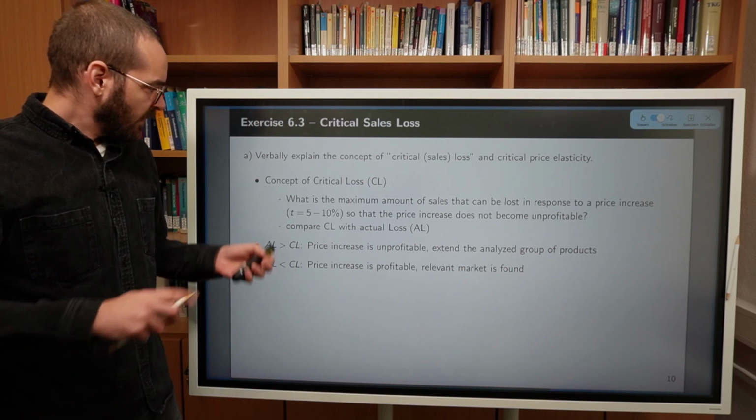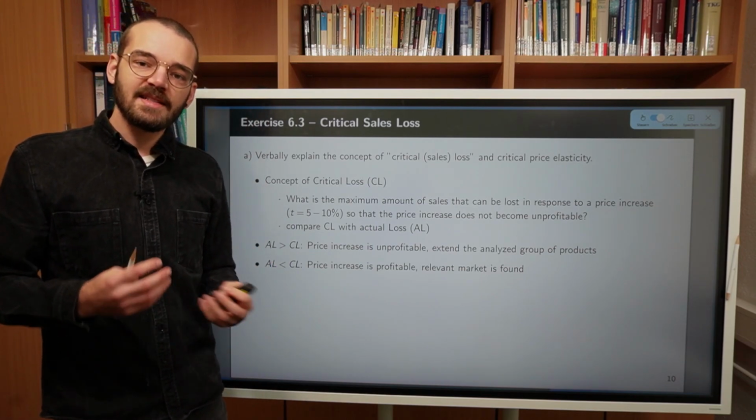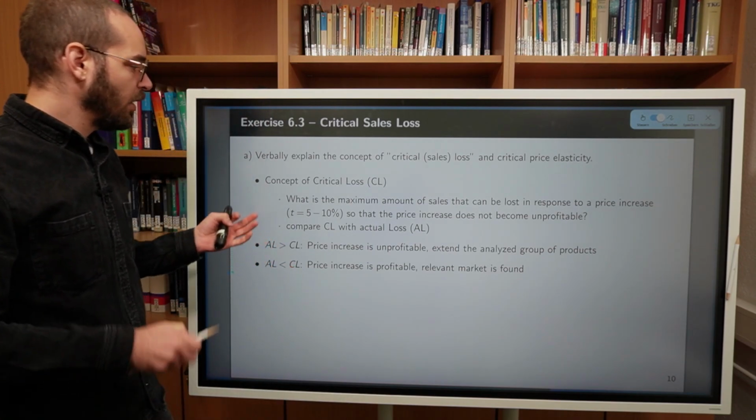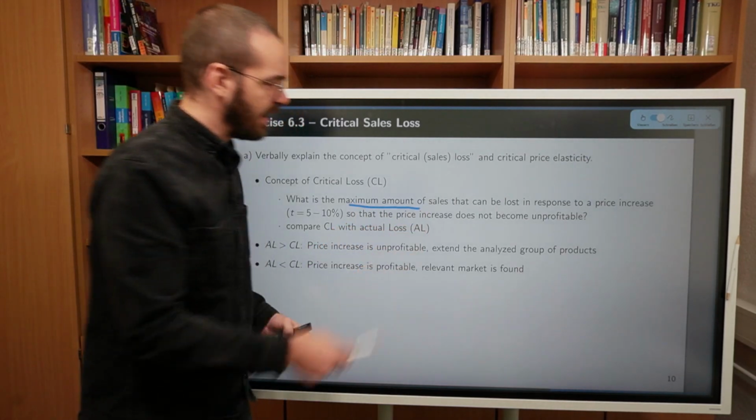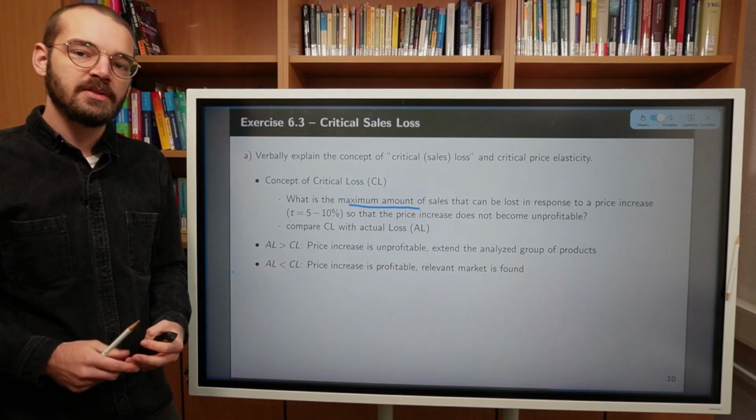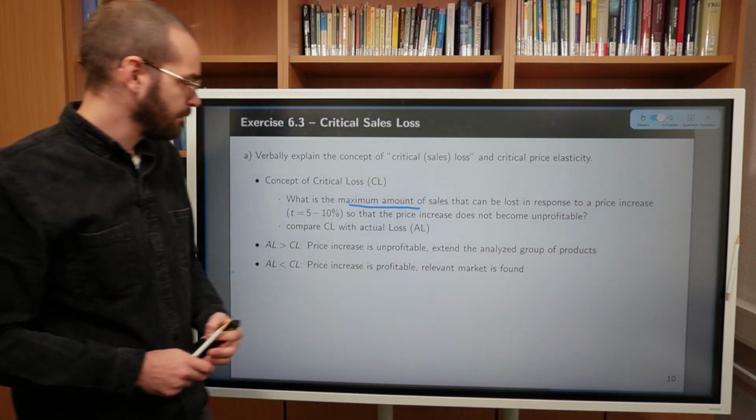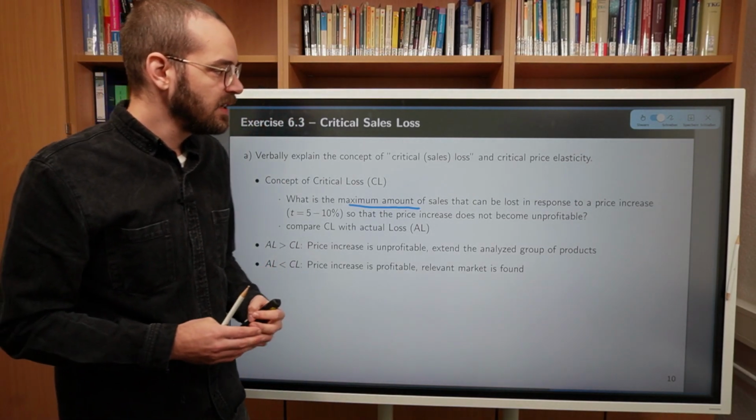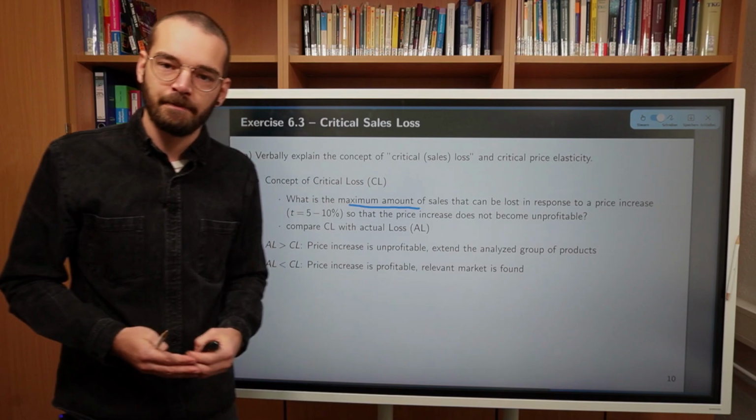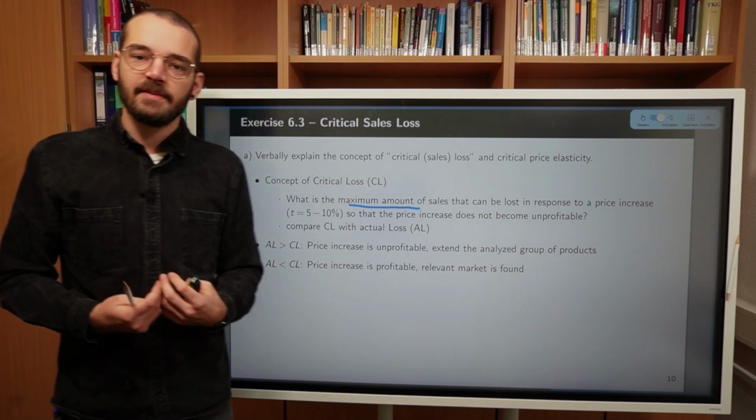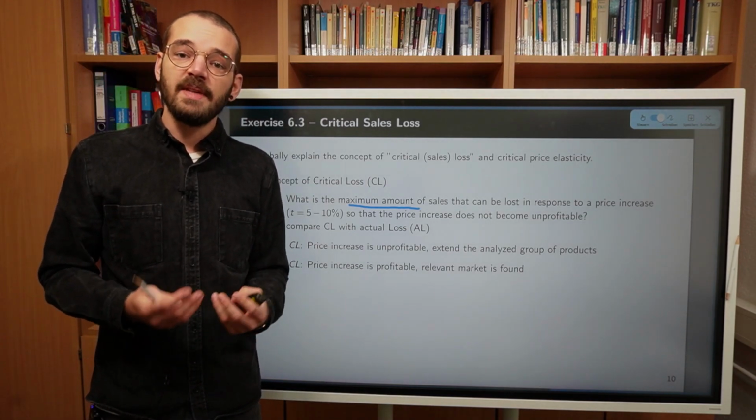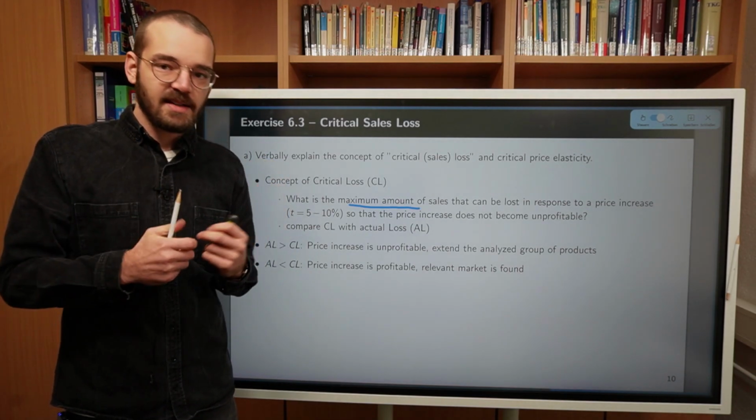So the critical sales loss answers the following question. What is the maximum amount of sales that can be lost in response to a price increase, so that the price increase does not become unprofitable? So let's step back for a minute and think about what this means. Let's start at the very beginning.